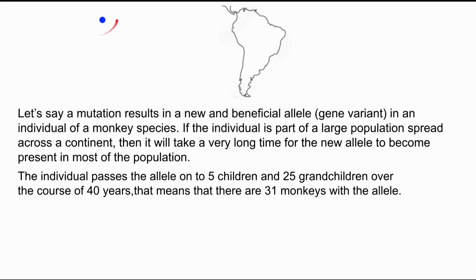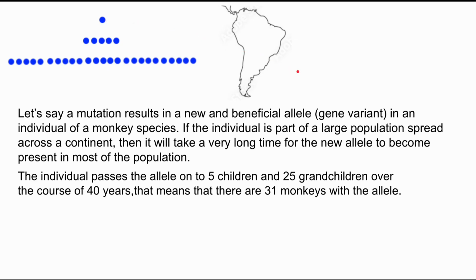This one individual ends up siring 5 children. So now I've got a total of 6 monkeys. And each of these sires another 5. So that gives me another 25. So I have a total of 31 monkeys. 31 monkeys all have this one particular allele that's very beneficial.